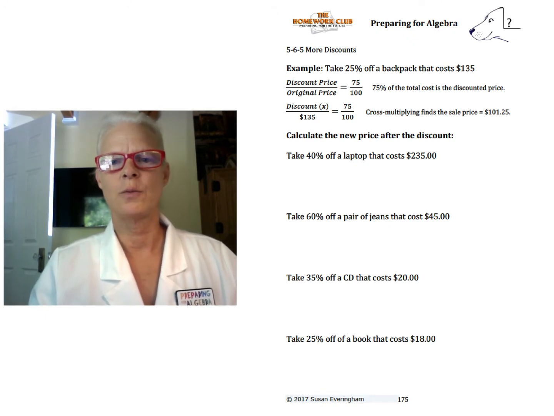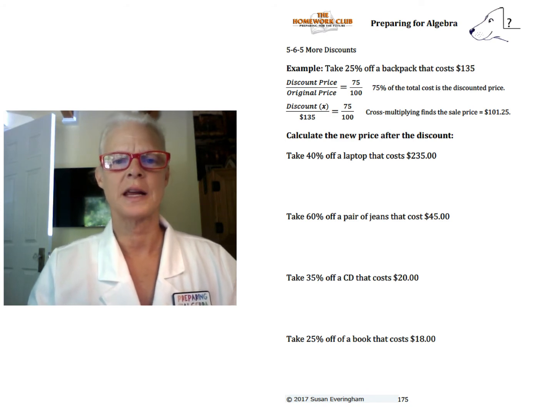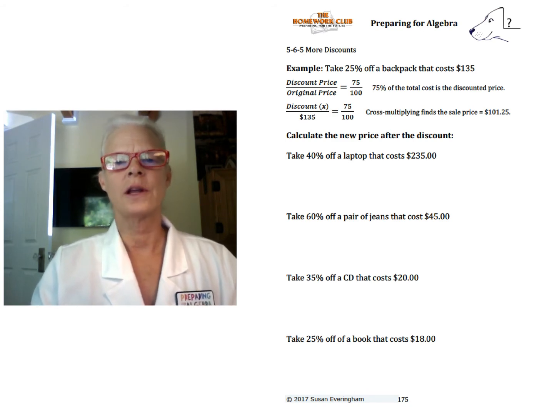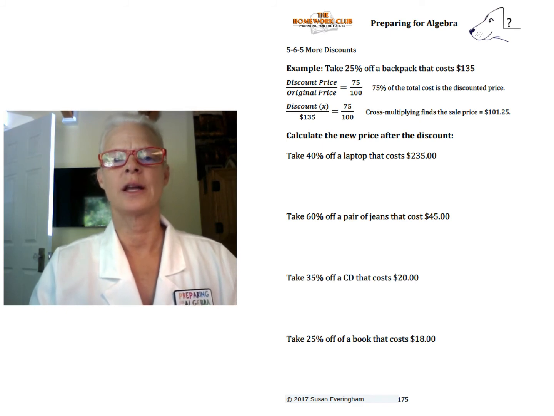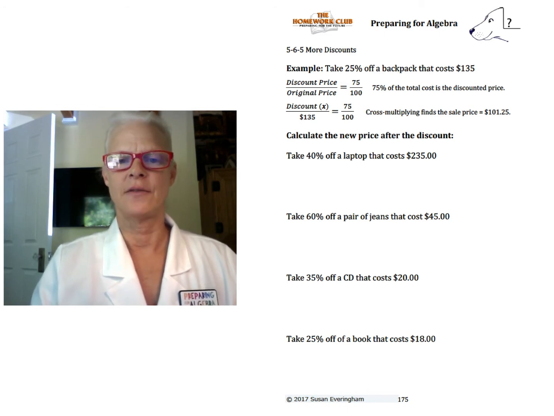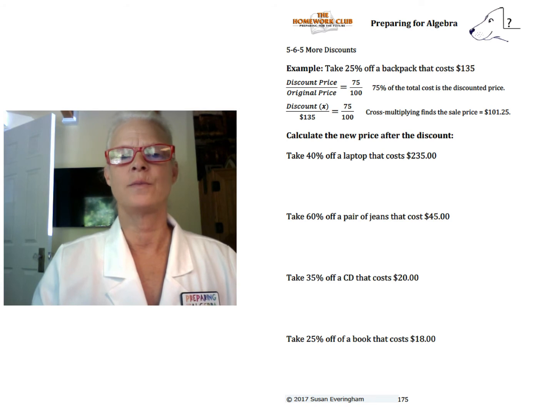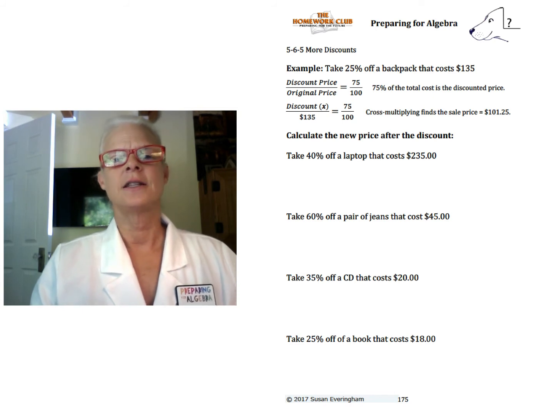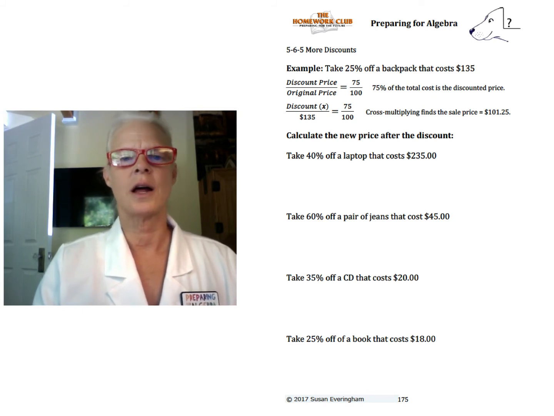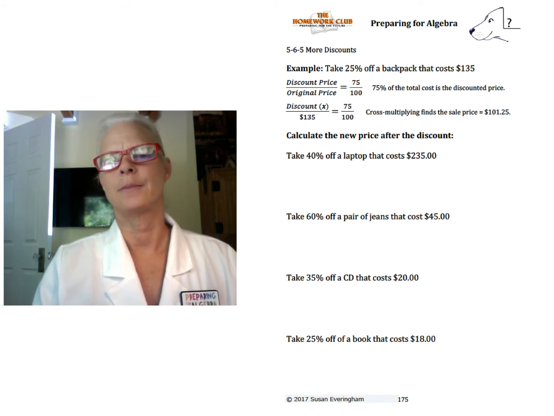175. So we're finding what the discounted prices are again on this page, but this time we're using cross multiplication. So we're looking for the discounted price. We are given the original price, in the case of the backpack, $135. And that, in fact, will be 75% of its value being the discounted price, because we're taking 25% off of 100% of the original price. So if you do cross multiplication, 135 times 75 equals X times 100.